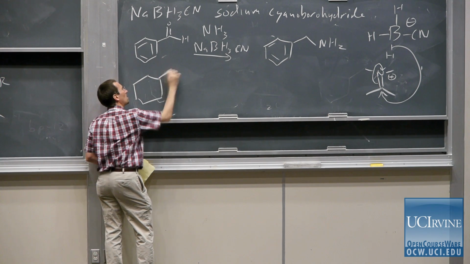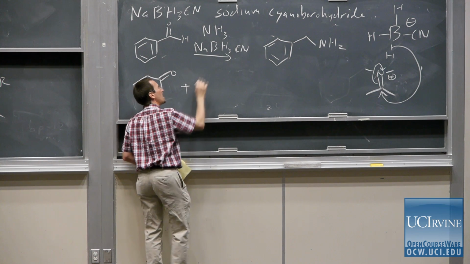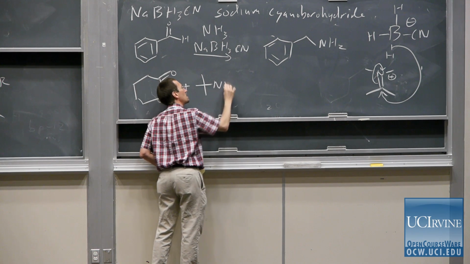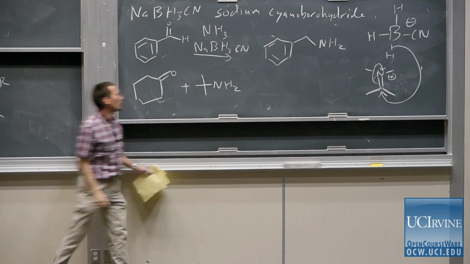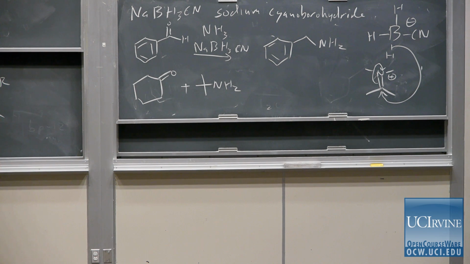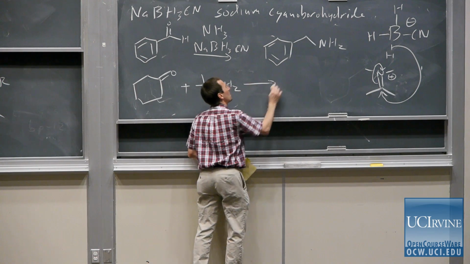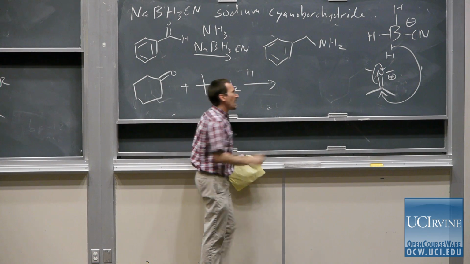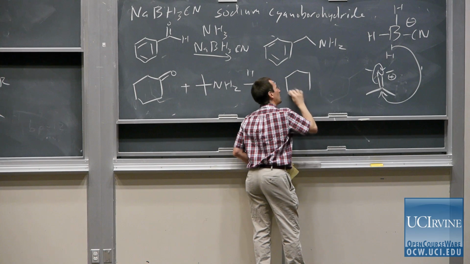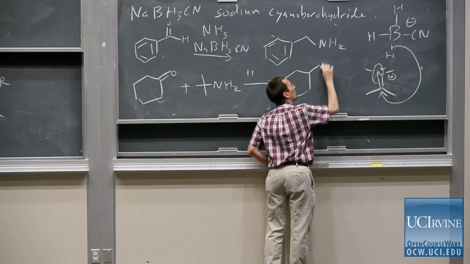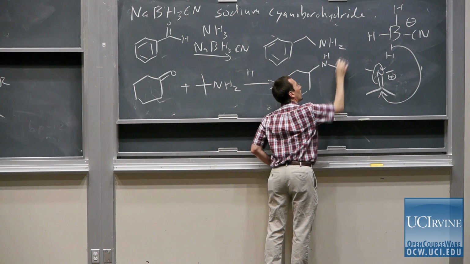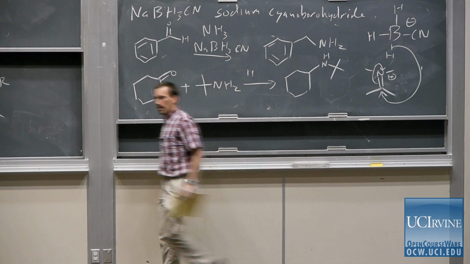If you take cyclohexanone and you take, let's take tert-butylamine as an example, and subject it to the same conditions. So I'll just write ditto over here. Now you can form a secondary amine. Like so.